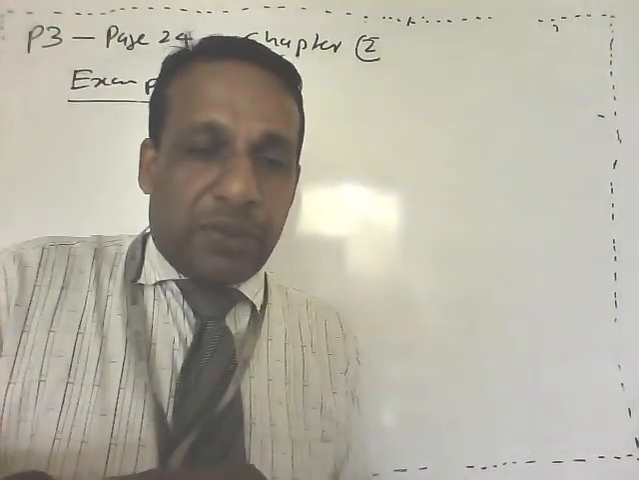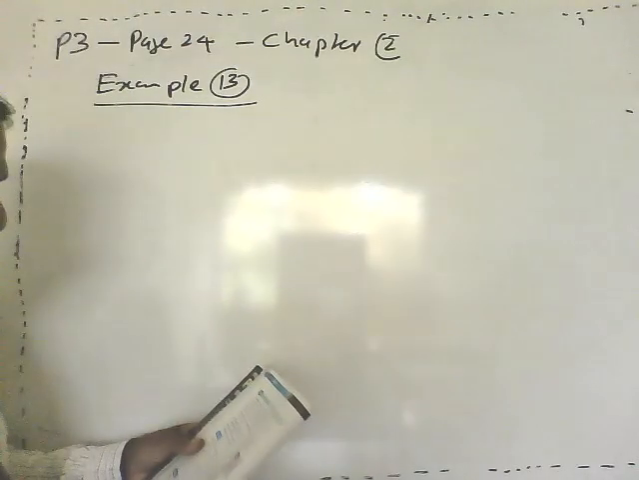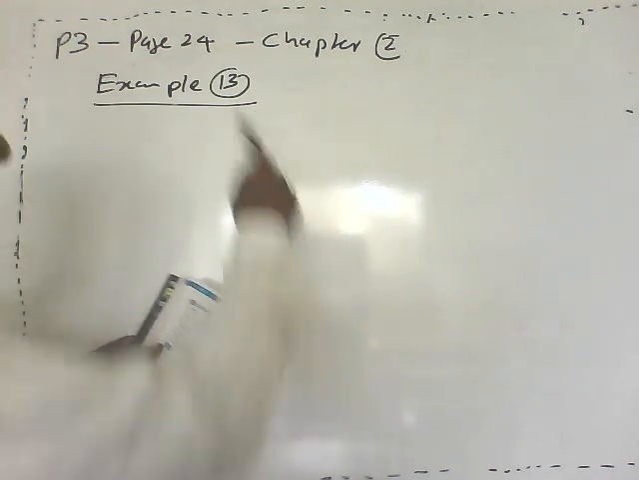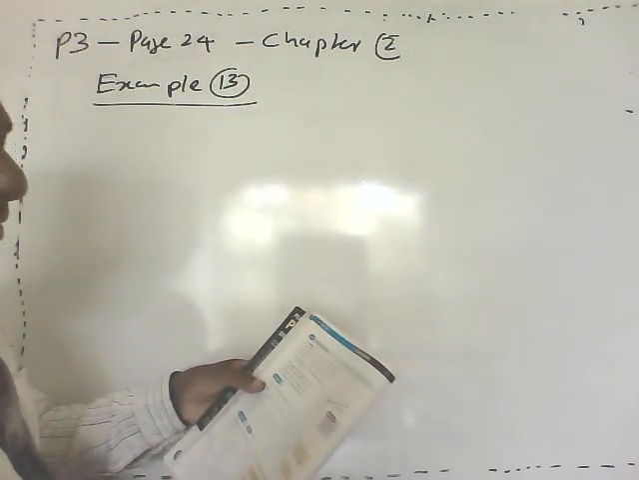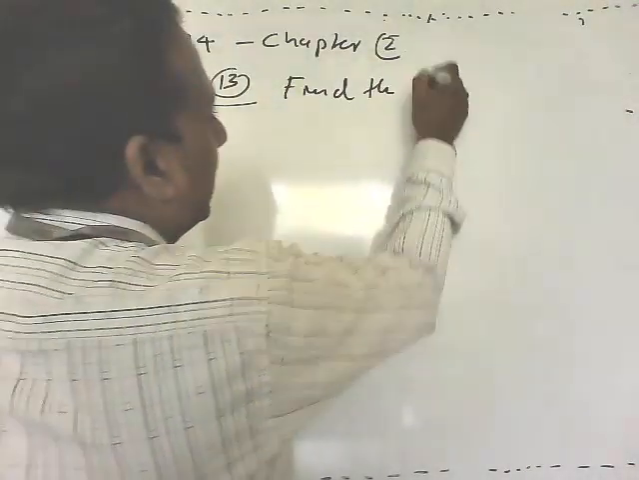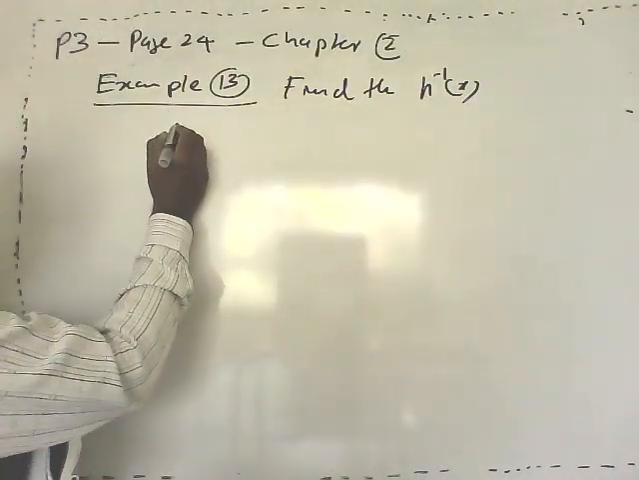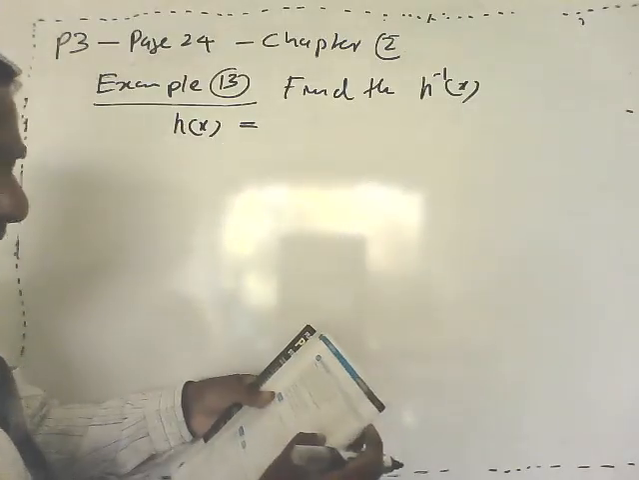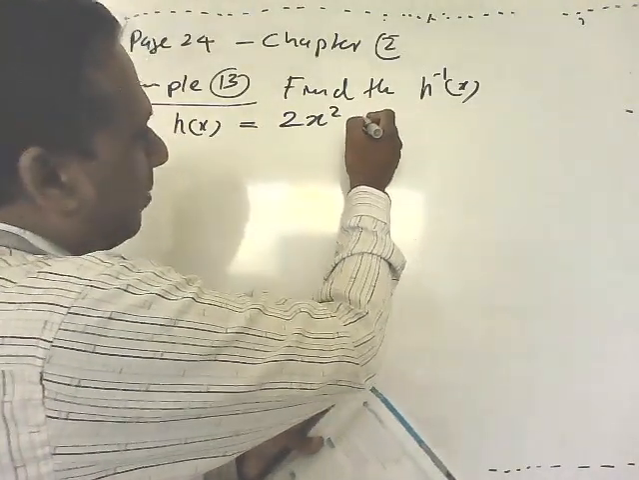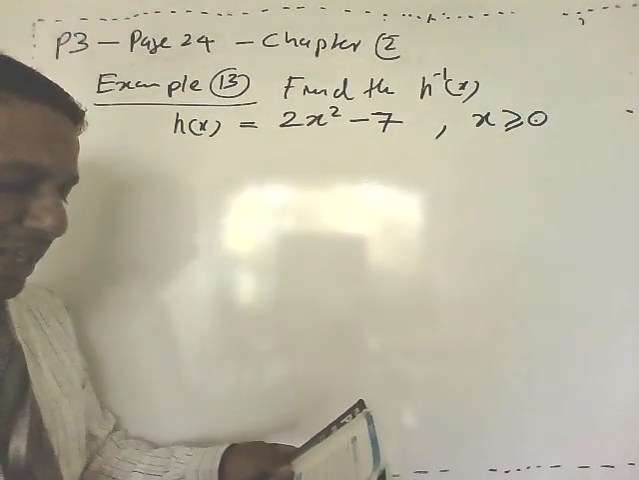Okay, I forgot to stop the recording. I will do example 1, which is actually example 13, in page 24 of P3. They have given h(x) and they are asking us to find h inverse x. h(x) is given as 2x squared minus 7 for all x greater than 0.